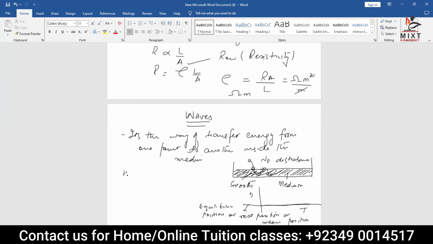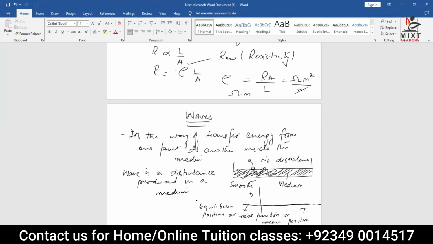So we can say a wave is a disturbance produced in a medium. It's a disturbance that is produced in a medium. You disturb the medium of the water and waves are produced inside the water. So waves are basically the ripples which you were talking about, and they are the disturbance which is produced in a medium.